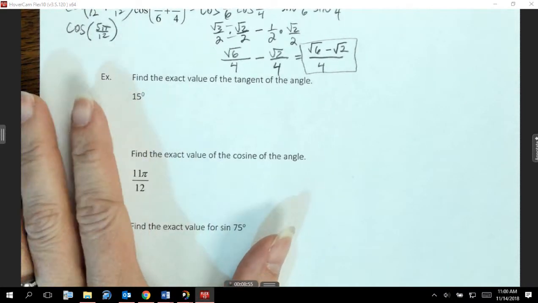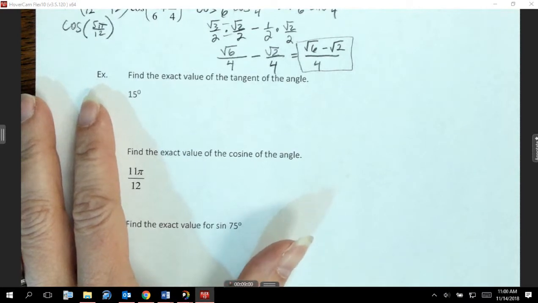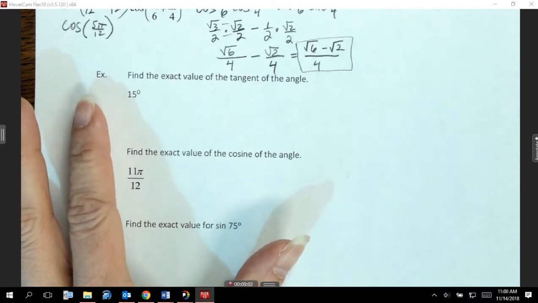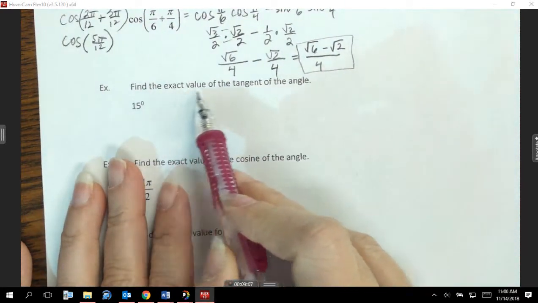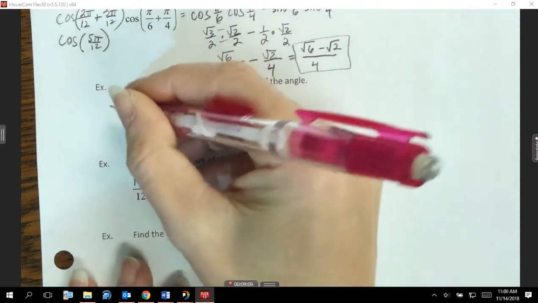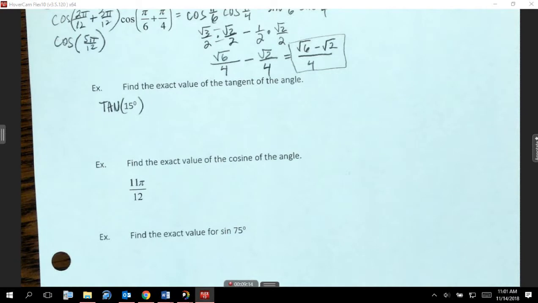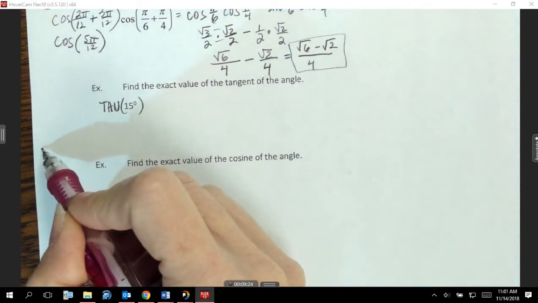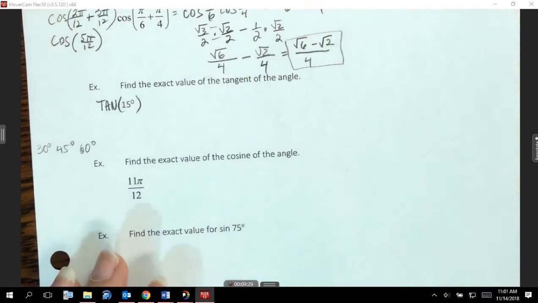The next one, heads up, right now, you're going to need space. Okay? You heard me say it. You're going to need space. And a sucker. All right, so this says find the exact value of the tangent of the angle, and the angle is going to be 15 degrees. So we are finding the tangent of 15 degrees. Is that one we have memorized? No, but we can make 15 degrees by a combination of the ones we do have memorized. Remember, we know 30 degrees, we know 45 degrees, we know 60 degrees.